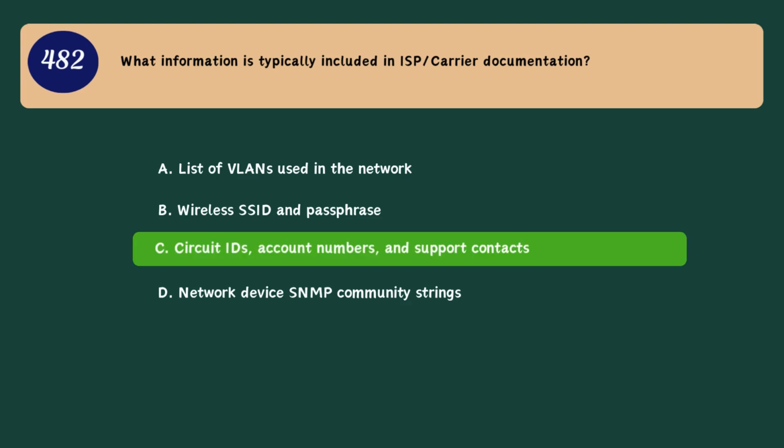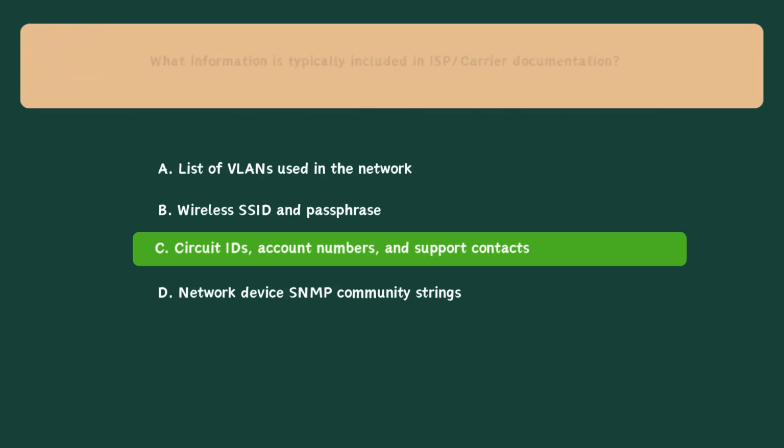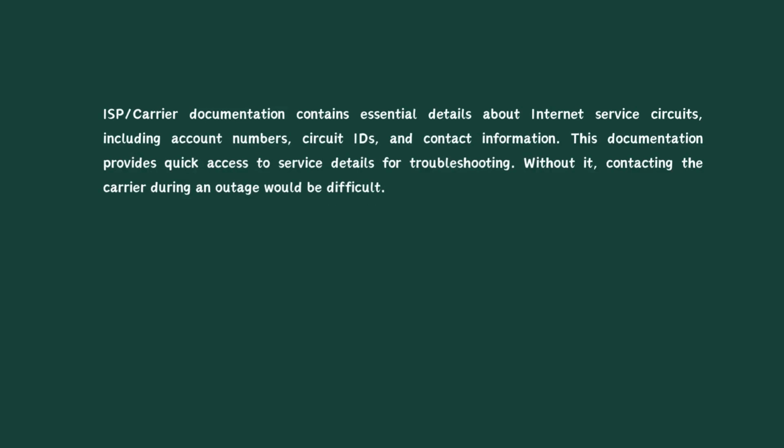Correct answer. C. Circuit IDs, account numbers, and support contacts. ISP carrier documentation contains essential details about Internet service circuits, including account numbers, circuit IDs, and contact information. This documentation provides quick access to service details for troubleshooting. Without it, contacting the carrier during an outage would be difficult.